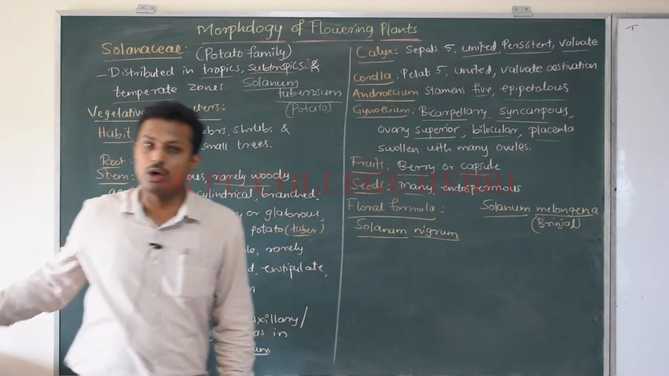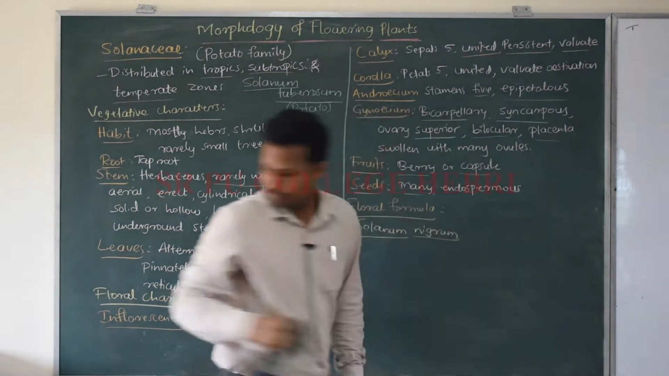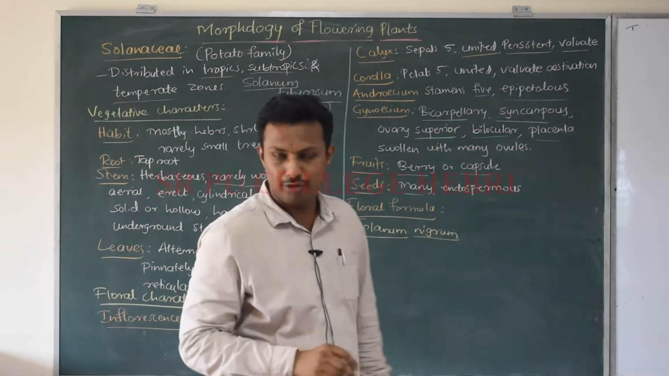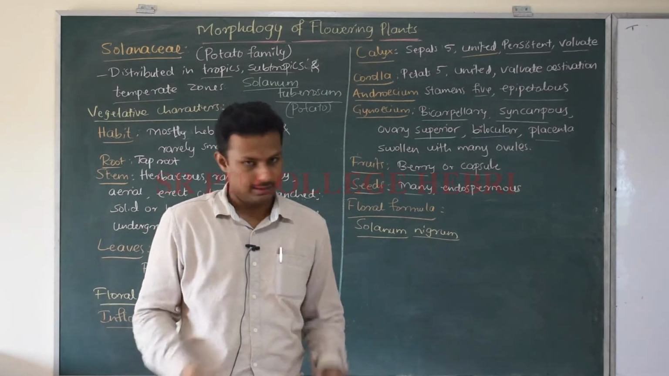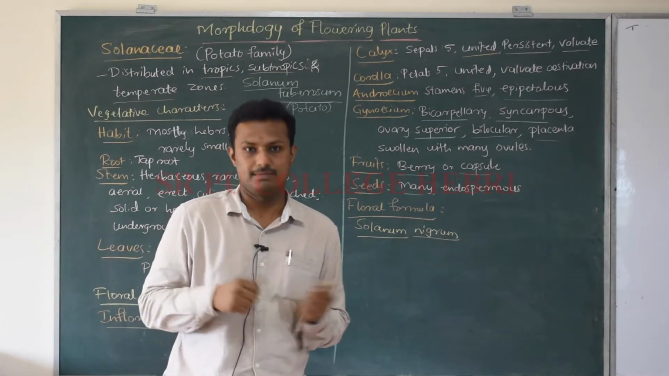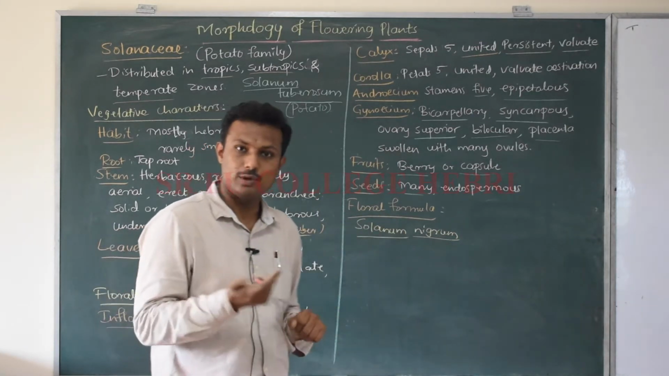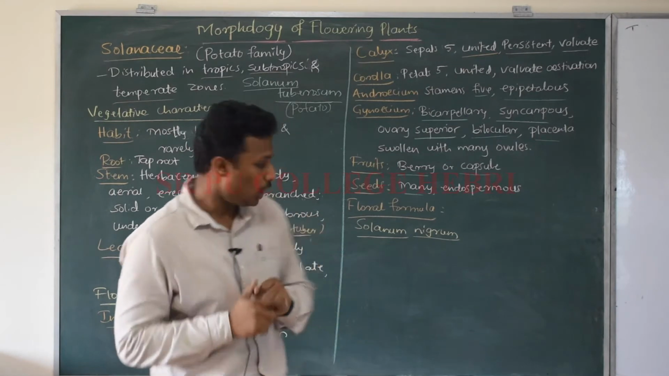Now, let me write the floral formula. Looking at the characteristics of this family, see whether the bracts are there or not. There is no mention of the bracts. Maybe the bracts are absent. Because they have not mentioned it, let us also not worry about the bracts. Let us just leave it out. Let us omit it. Okay.